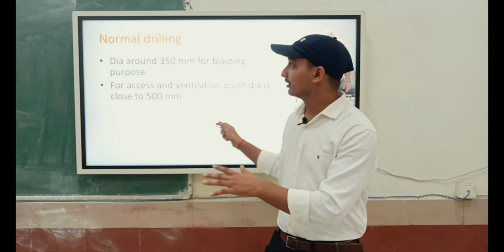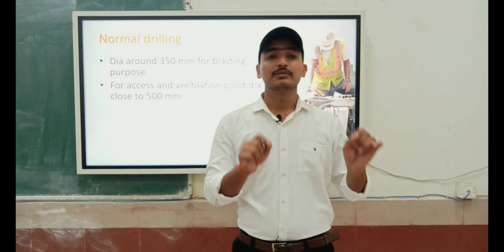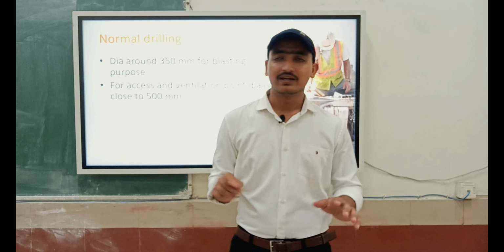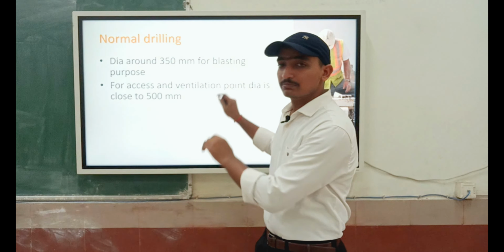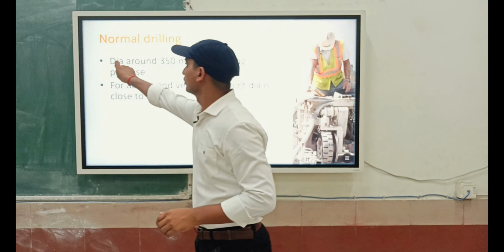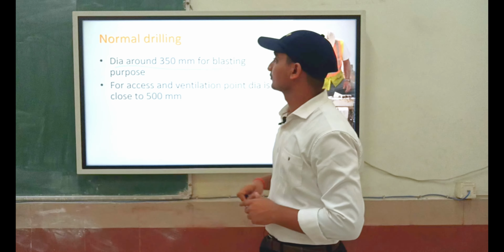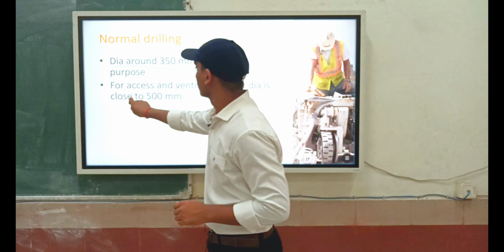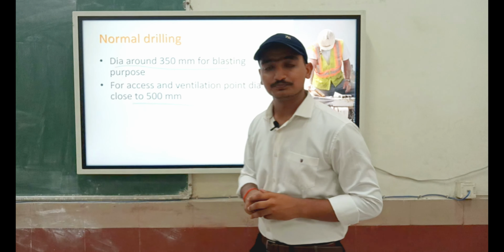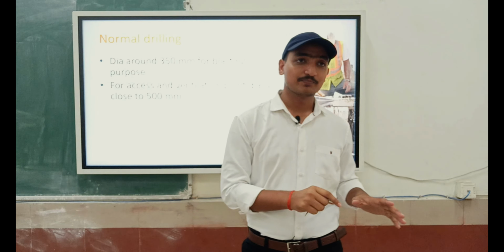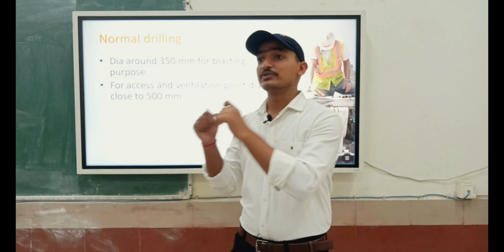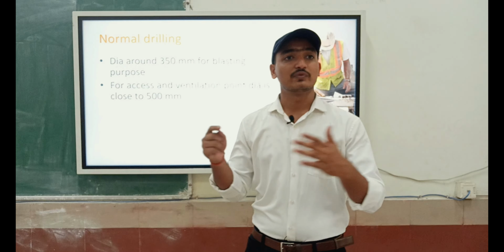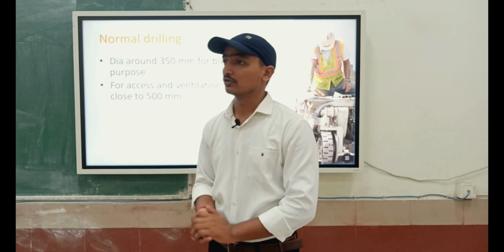In normal drilling, usually mechanized drilling is practiced using rotary or percussive actions. As you can see, for blasting purposes we drill for a diameter of around 350 mm, and for access point and ventilation point creation, we drill for about 500 mm diameter. As I mentioned previously, special drilling methods are used under very special conditions, whenever we need to drill for more than a meter in diameter.